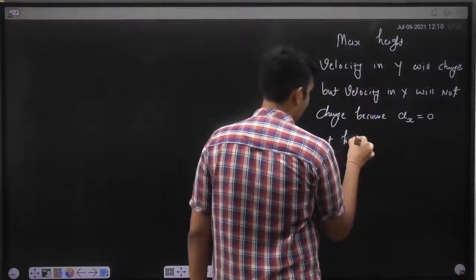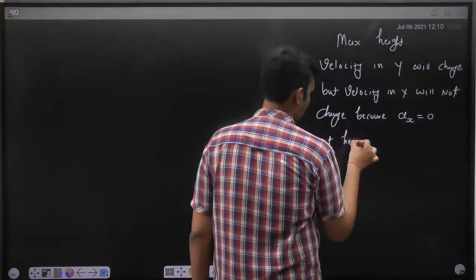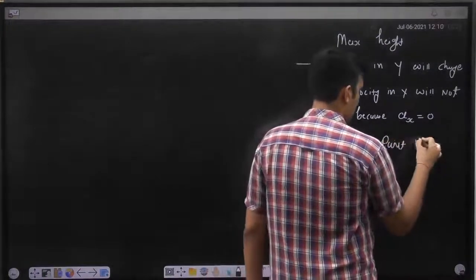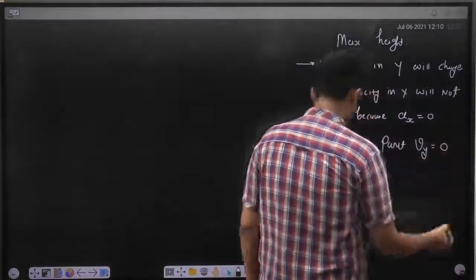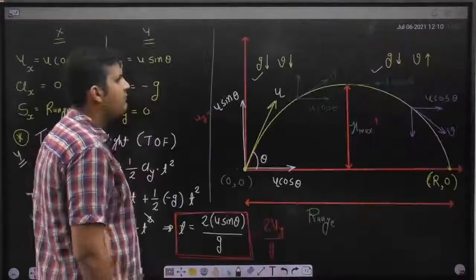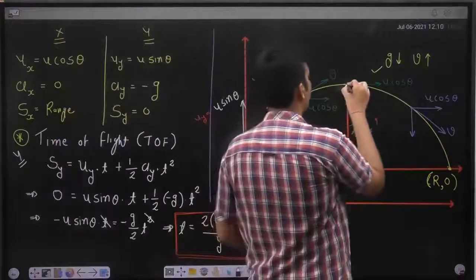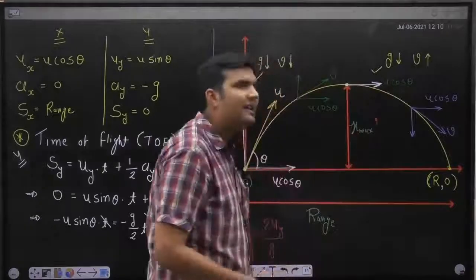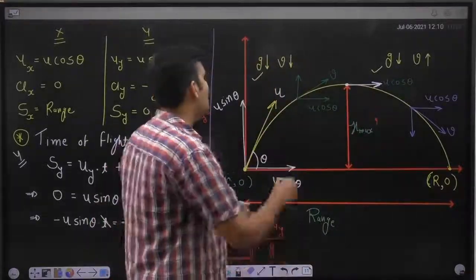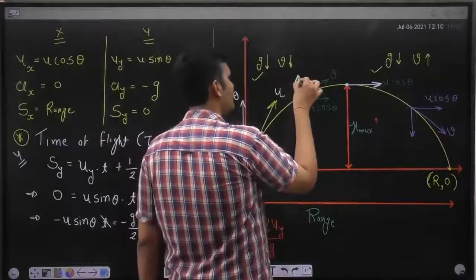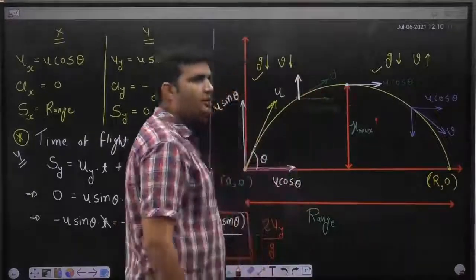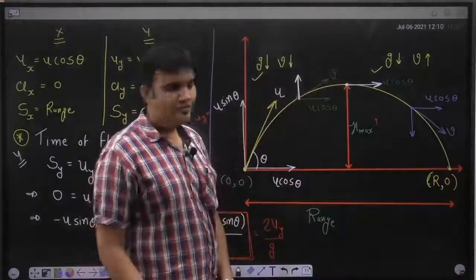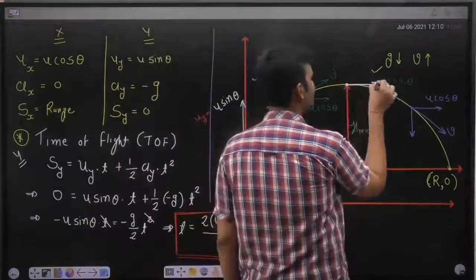At the highest point, the y direction velocity will be 0. See, at this point, there is only velocity in x. There is none in y, because it is itself the highest point. The y component is responsible for levitating this object. If it is already at the highest position, there is no question of going higher. And if you make the tangent at this point, it will be in x only.